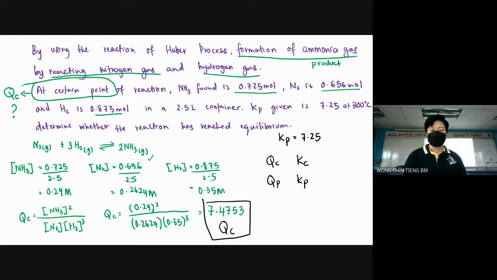Okay? Good thing you took a screenshot and not a picture of me. Taking my picture costs money, you know. Artist, you know. Just joking. So you have your KP over here. You need to change it to KC by using the same formula. KP is already 7.25. KC is what we want to find. R is 0.08206. What is the temperature?